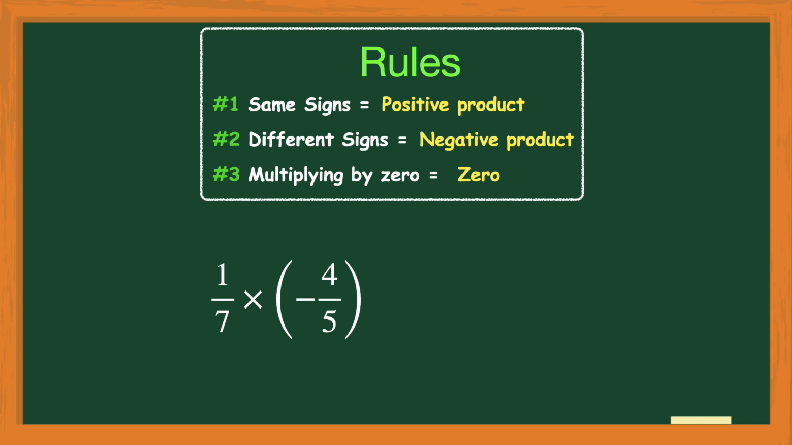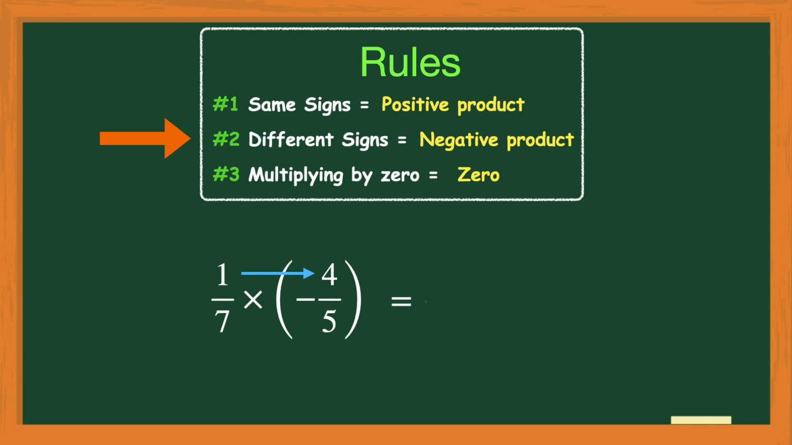I know 1/7 is positive because there is no negative sign to the left of the fraction. Since my fractions have different signs, I will follow rule number 2. I will multiply like normal and my product will be negative. So I will multiply the numerators.